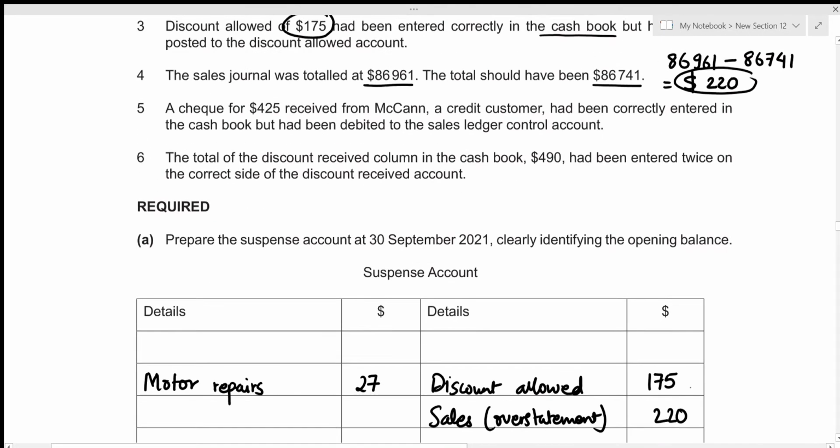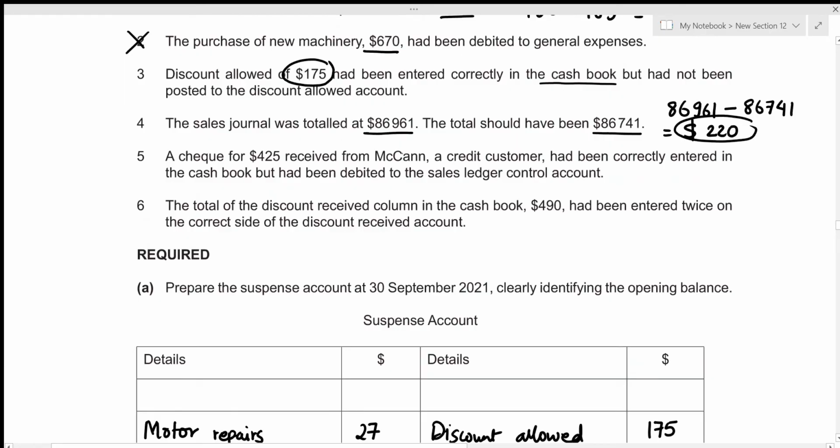Alright, we can look at another error now. A check for 425 received from McCann, a credit customer, had been correctly entered in the cash book, but had been debited to the sales ledger control account. So this is actually a receipt from a credit customer, which should have been entered on the credit side, but we actually entered this amount of 425 in the debit side. So what we required was 425 on the credit side. So if you are to post 425 on the credit side once, then the debit and credit side just cancel each other, and there will be no balance indicating that we received a check for 425 from McCann, right?